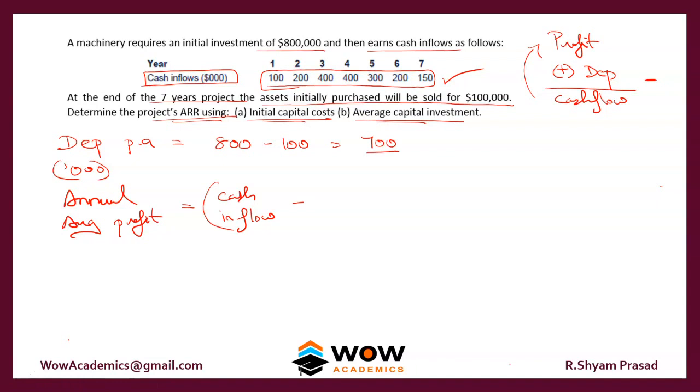With cash inflows we will deduct the depreciation, because with profit if you add depreciation you will get cash flow, but when you have cash flow and you want profit you have to deduct depreciation. So deduct depreciation, you will get the profit divided by, we have to get the average. So annual average means we have to put the year in the denominator. So we'll try it out.